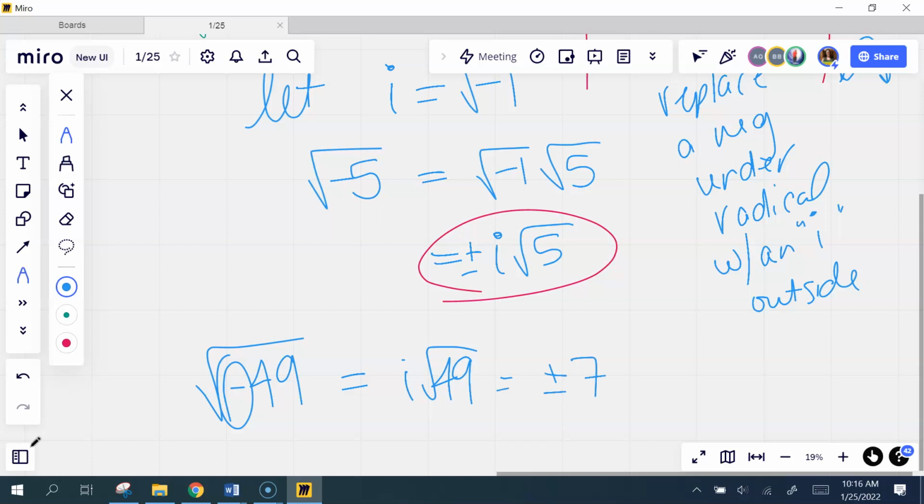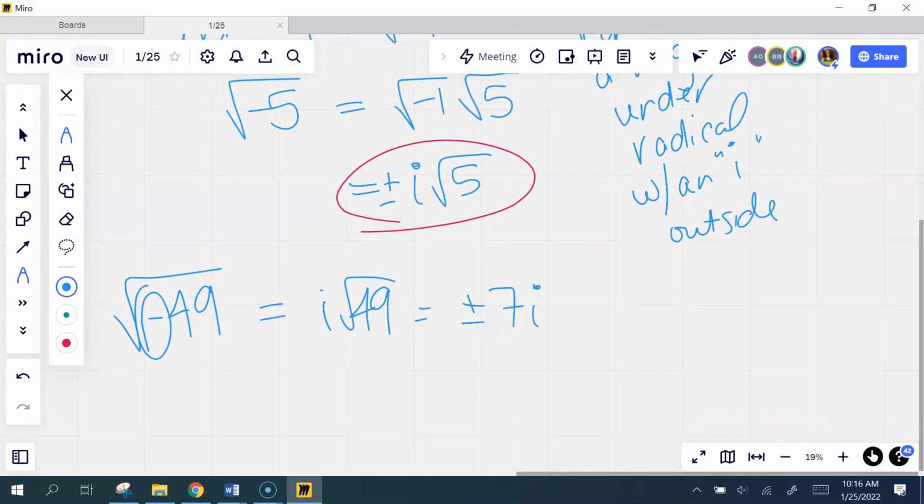When I have a whole number, I let the i follow that number. So if it's a radical, I put it in front of the radical. If it's a whole number, I put it after the number. Just like 2x, 3x, 4x, it would be 2i, 3i, 4i, and so on. So just recognize that form there is what I want you to see.